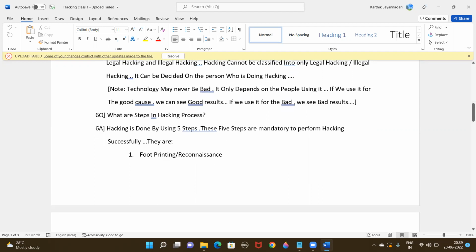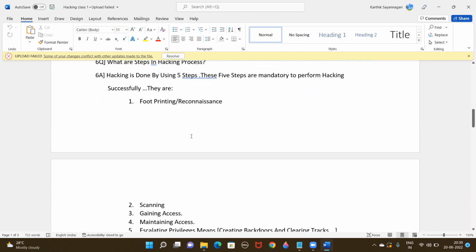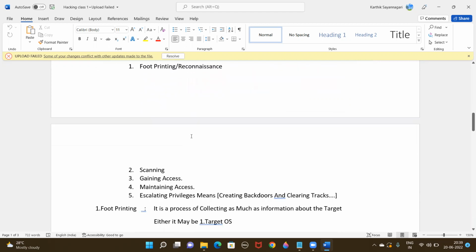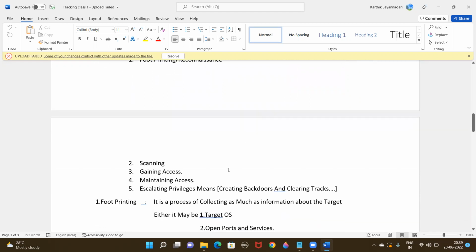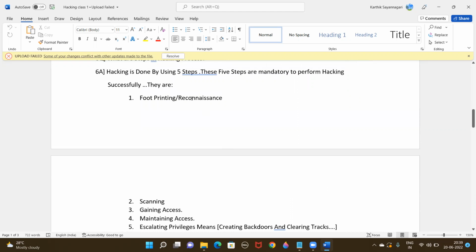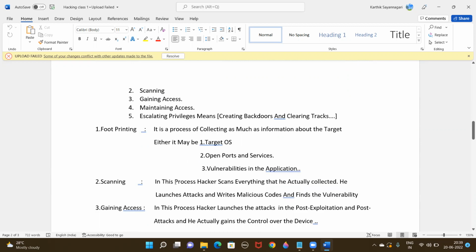See, there are different kinds of steps in the hacking process. Hacking is mainly done by using 5 steps. Mandatorily, we should follow all these steps to perform a successful attack. These require footprinting or reconnaissance, scanning, gaining access, maintaining access, and escalating the privileges, which means creating backdoors, and clearing tracks. See, footprinting is the process of collecting as much information as possible about the target. The target may be a target operating system, open ports, services, or vulnerabilities in the applications.